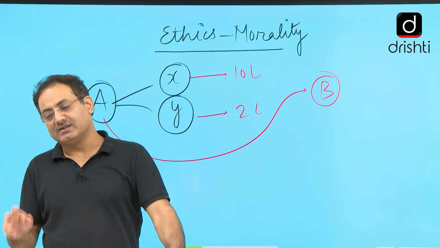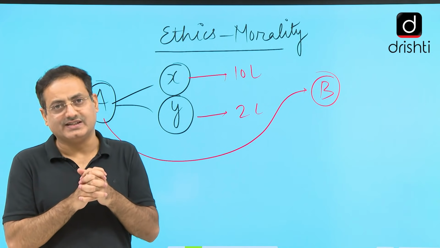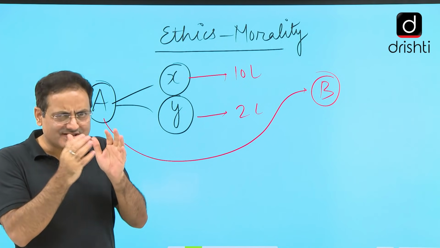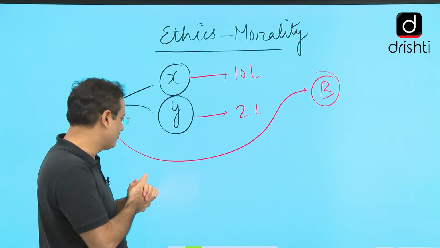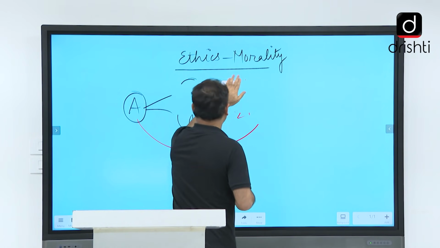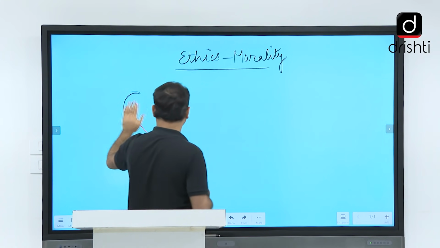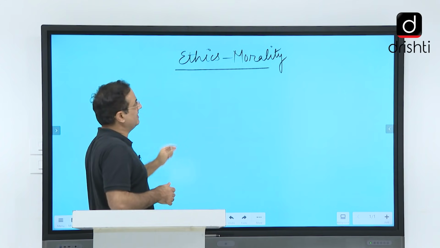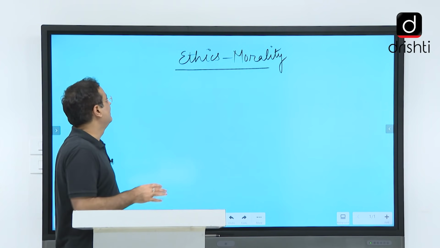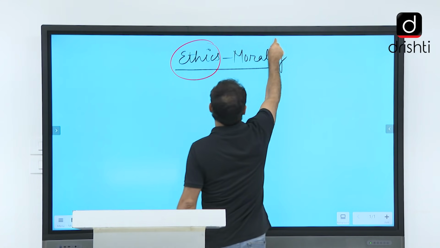Now, from these 2 examples, I believe you must have some idea what I am trying to say about these 2 concepts. Let us try to understand in the language of concepts only how we can understand the difference between these 2. So, when we have to understand the difference, first of all, we must be able to understand the exact meaning of the terms which we are using. We have 2 terms, one is ethics and one is morality.